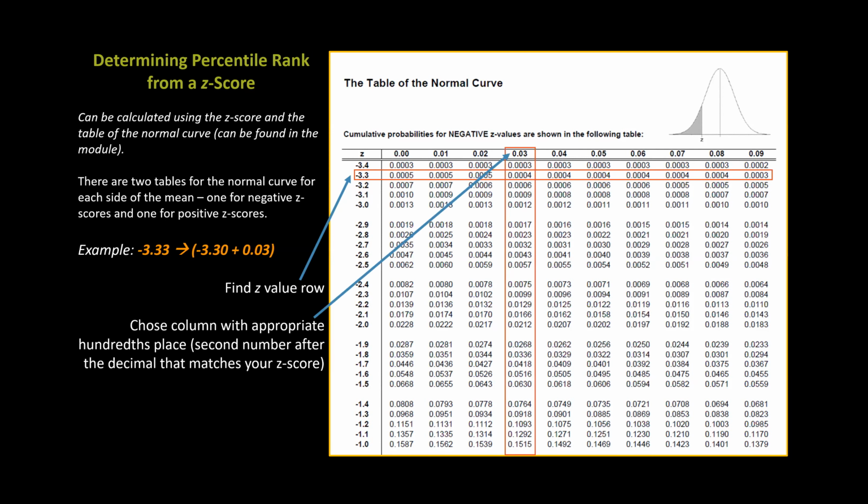And then our z-score is literally where those two numbers intersect. So our value is 0.0004. And then to speak about that in terms of the percentile rank, you just multiply that number by 100. So we get this. So a z-score of negative 3.33 has a 0.04 percentile ranking.